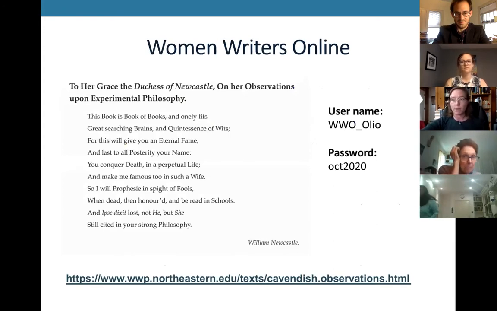One outcome of this encoding is Women Writers Online, which contains about 430 texts written by or attributed to women, first published primarily in print and in English between 1526 and 1850.